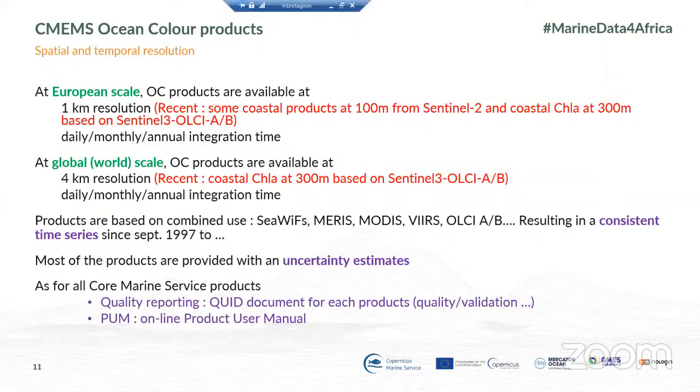So briefly, to sum up in terms of spatial and temporal resolutions available on the Copernicus Marine Service, you have several resolutions. At the European level, the data are delivered at 1 kilometer and even 300 meters resolution for the data from the OLCI sensors. That means that the 300 meters resolution will be available since 2016.